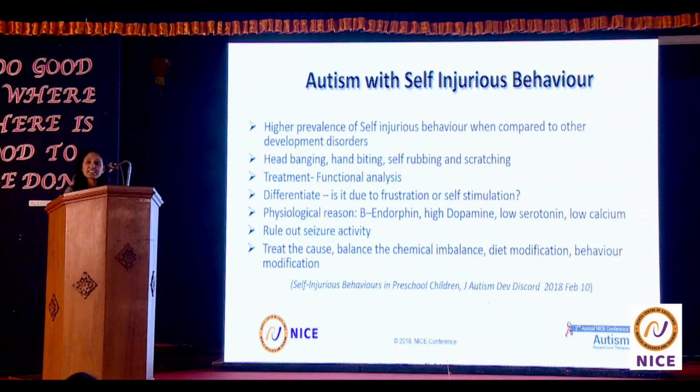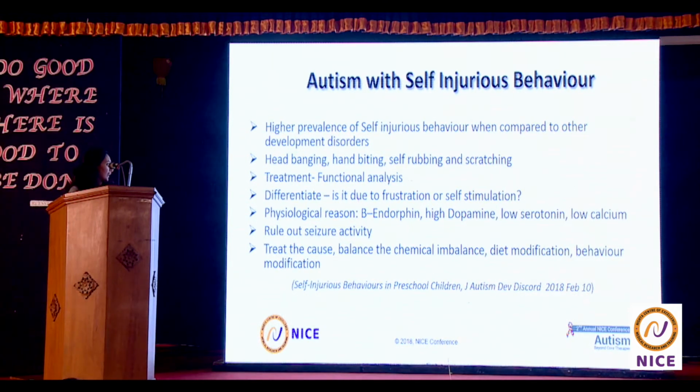Some of the studies have proved some physiological reason behind repeatedly doing the self-injurious behavior. For example, when the child is rubbing their hands or scratching their hands, a particular substance called beta endorphin is released from their body. It gives a soothing effect to the child. So the child gets relieved of the pain, and the child will tend to do it again and again.